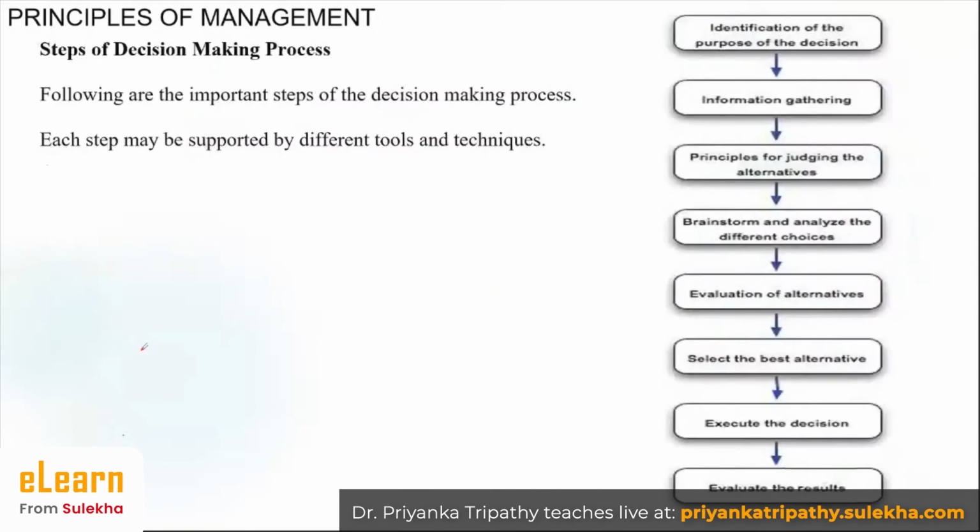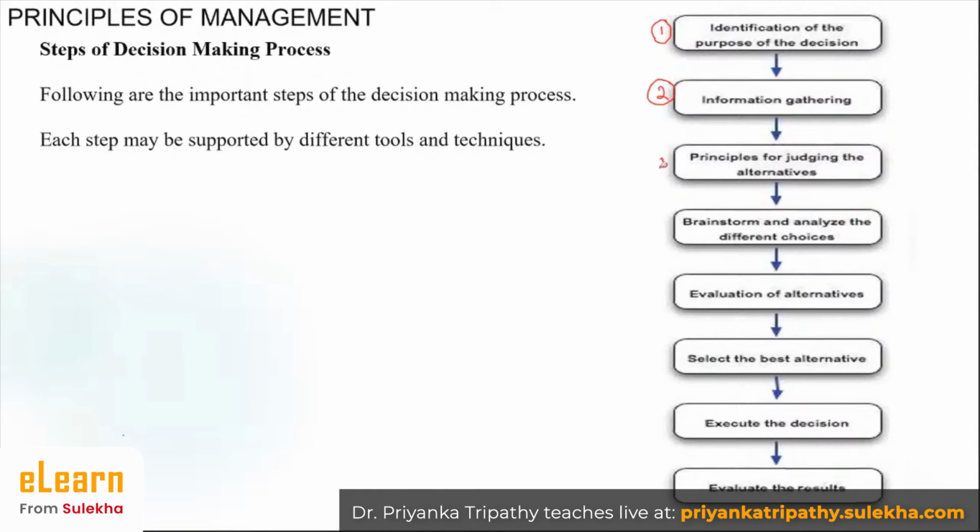What are the steps of the decision making process? See, there are 8 steps of the decision making process. First, identification and purpose of the decision. Why are we going to make the decision? What is the purpose? That we have to find out. Next, we will go for information gathering, information search, because when we are going to take any decisions, we require a lot of information.